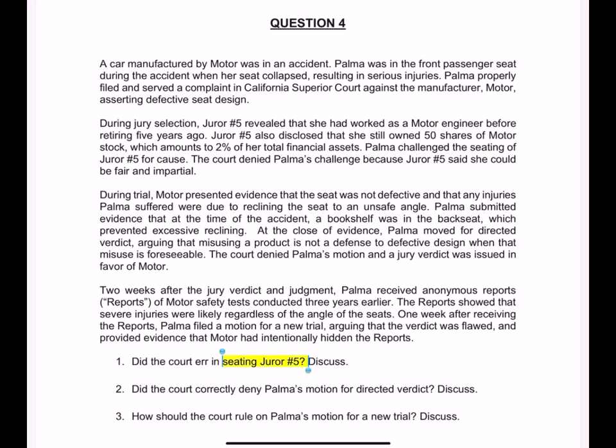The first call, did the court err in seating juror number 5? Is that a crim pro call? It's certainly rooted in the Sixth Amendment. Call 2, did the court correctly deny Palma's motion for directed verdict? Directed verdict, that is a civil procedure call. Call 3, how should the court rule on Palma's motion for a new trial? Motion for a new trial is also a civil procedure call.